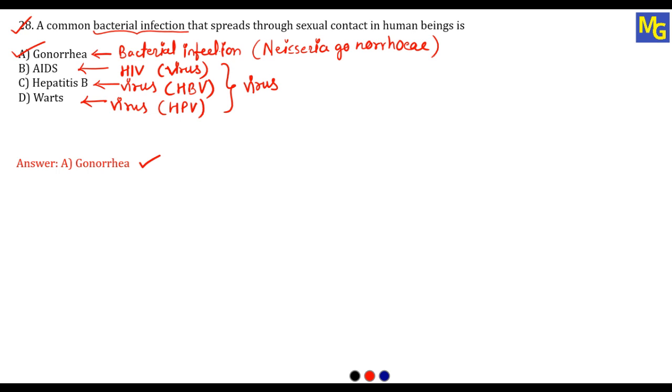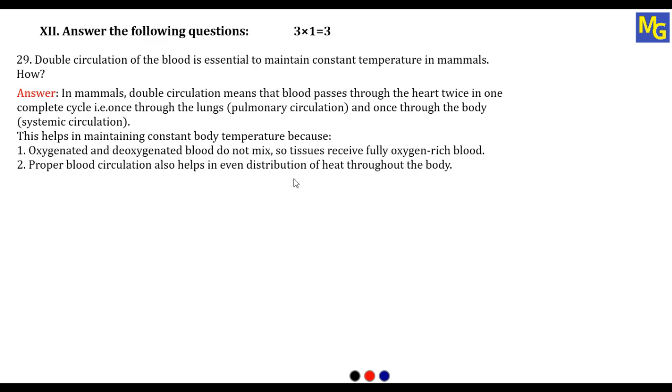Now here we have completed multiple choice questions of 1 mark. Now we'll start with theoretical. Now we are going to start with section number 12. Answer the following questions. These all are theoretical, which are going to carry 1 mark. 3 questions we have to answer, so we are going to get 3 marks from this section.